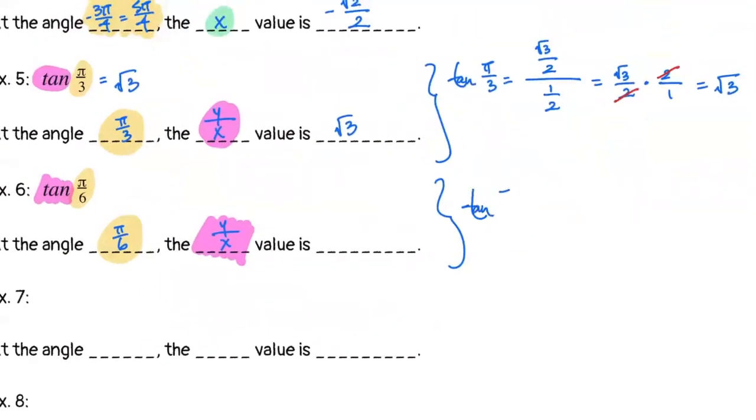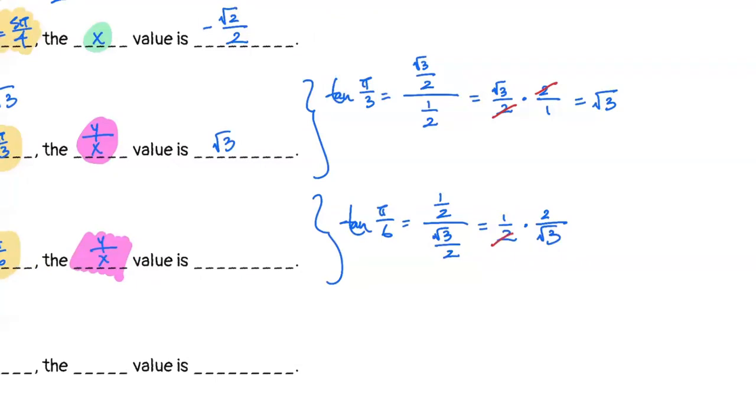So tangent of pi over 6 equals, what's the y value at pi over 6? 1/2? And what is the x value? Good. We can play the same game, 1/2 times 2/√3. We reduce our 2s. And just like Ian said earlier, we end up with 1/√3. And just like we said earlier, these two are not equal. Okay.